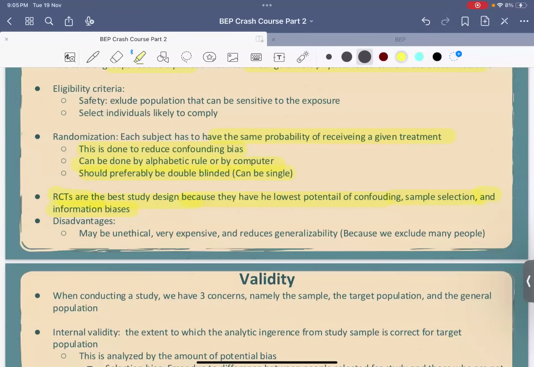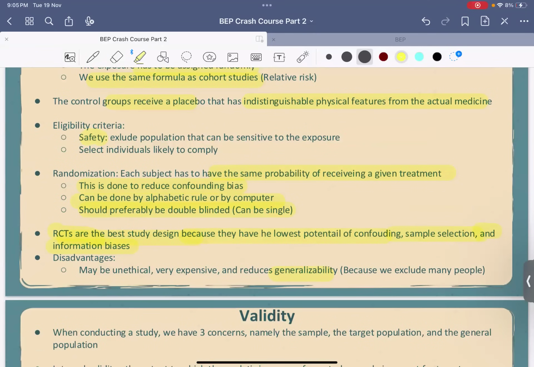It's very expensive. It takes a very long time, and it reduces generalizability, which means that because of this criteria, the safety criteria, we exclude so many people from the study. So when we say this drug works for obesity, for example, does it work for everyone, or does it work only for the people we chose? Because we excluded many people. If we took patients who are non-pregnant and we gave them a drug for hypertension that worked, does this drug work for pregnant ladies? Well, we don't know. So the generalizability is very low. We cannot generalize with RCTs.